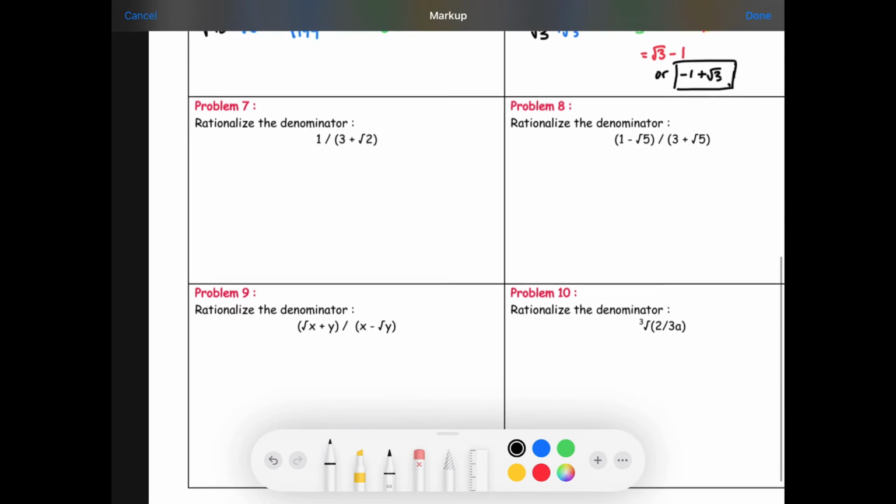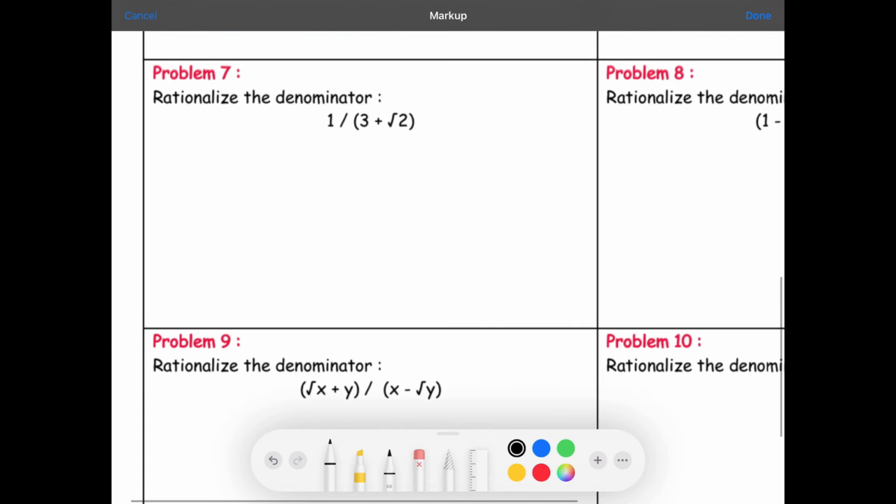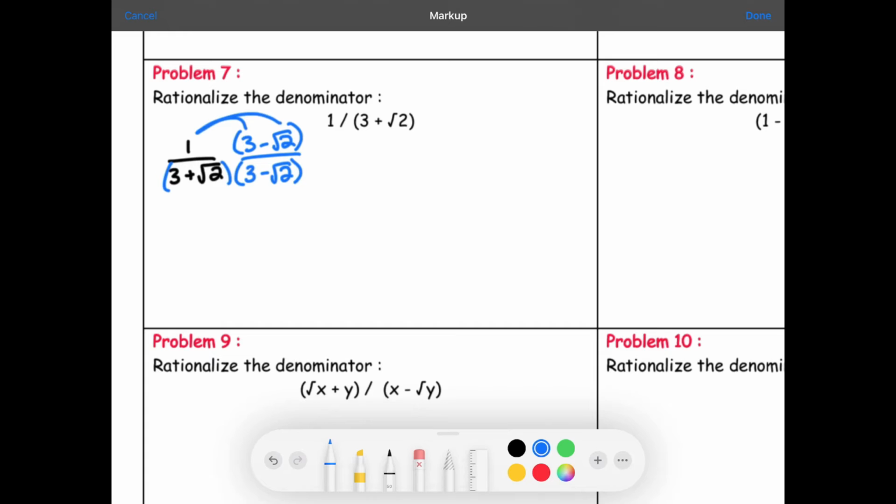This one's kind of the same deal, except we have 2 terms in the denominator. And when you're rationalizing with 2 terms, you have to go with the conjugate, which means you just make the plus and minus, you just make it the opposite. Because this will give you the difference of squares. And you don't even need to FOIL the denominator.